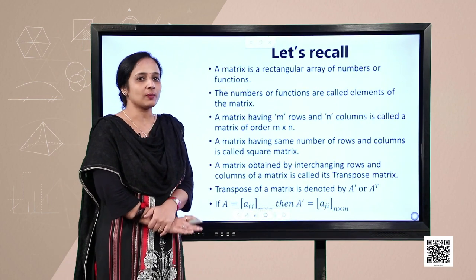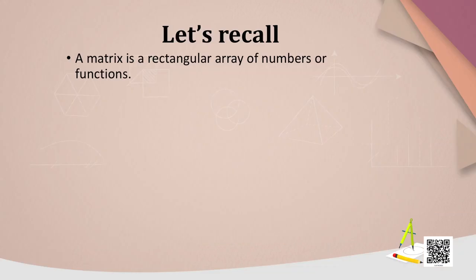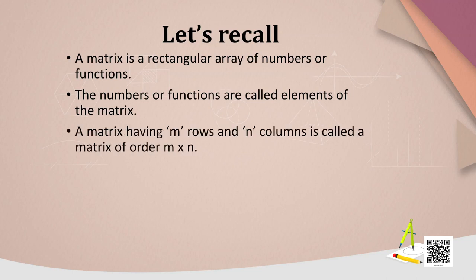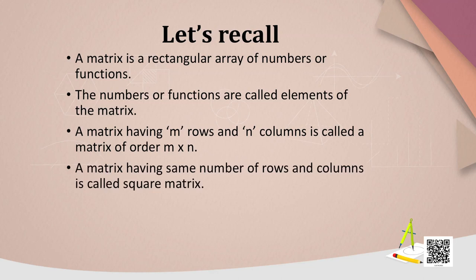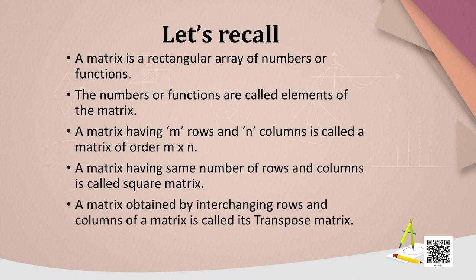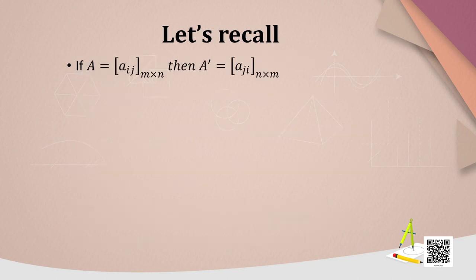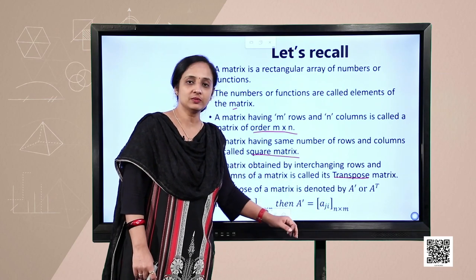So let's recall whatever we know about matrices. Let's just revise it. A matrix is a rectangular array of numbers or functions. The numbers or functions are called elements of the matrix. A matrix having m rows and n columns is called a matrix of order m by n. A matrix having the same number of rows and columns is called a square matrix. A matrix obtained by interchanging rows and columns is called the transpose of the matrix. The transpose of a matrix is denoted by A' or A^T. If A is equal to [aij], its order is m by n, then A transpose will be one more matrix with elements aji and its order becomes n by m.